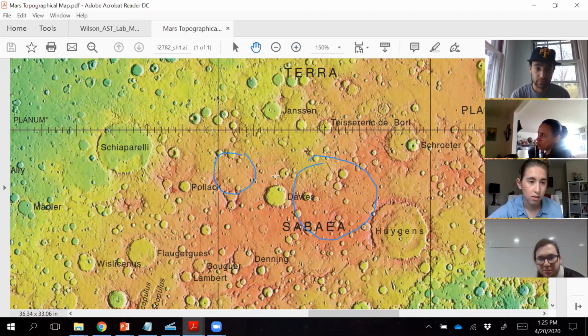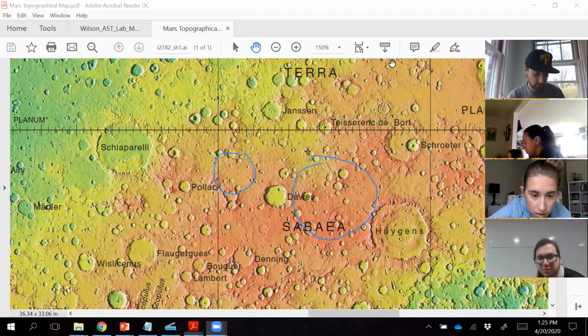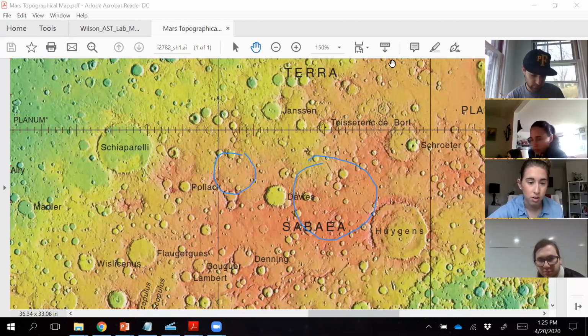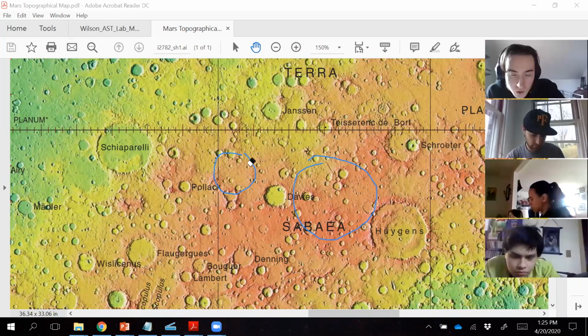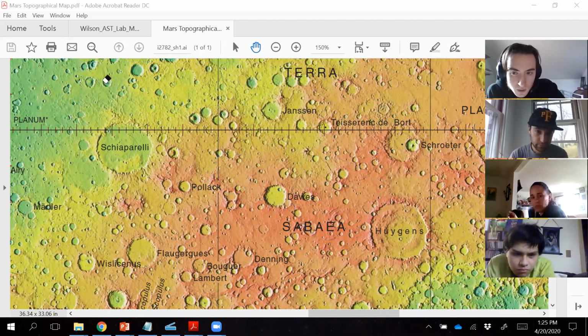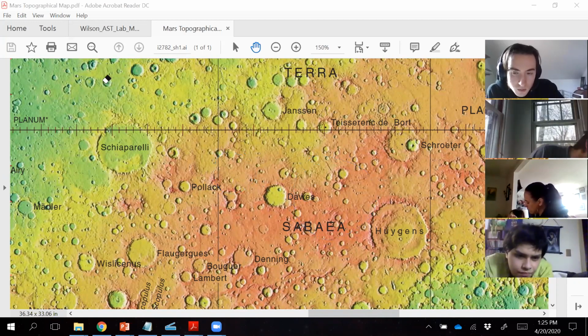I would say because of the cratering on Huygens. The cratering inside or outside? Inside, Dawes looks a lot smoother. And it also looks taller to me. Yes, Huygens' rim is kind of deteriorated. I see that Jace is with me here.